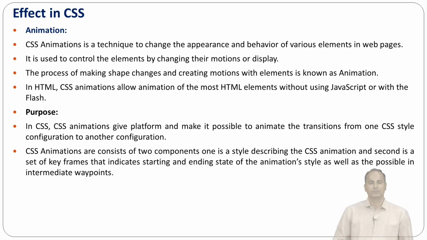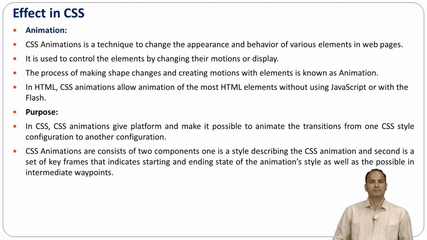What is animation? CSS animation is a technique to change the appearance and behavior of various elements in web pages. It is used to control the elements by changing their motion or displays. The process of making shape changes and creating motions with elements is known as animation. In HTML, CSS animations allow animation of most HTML elements without using JavaScript or Flash. The purpose of CSS animation is to make it possible to animate the transition from one CSS style configuration to another configuration.